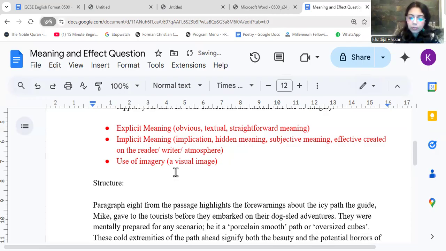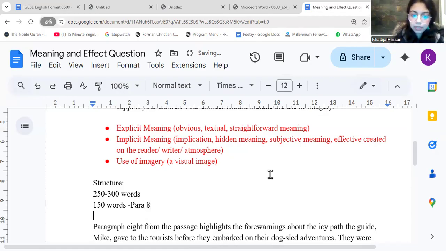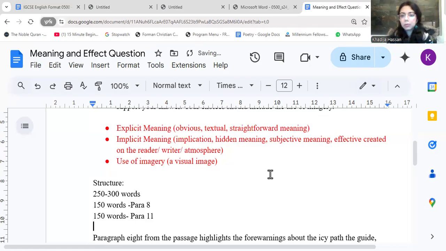A really straightforward way to distribute the word count. So like I said, according to the paper, you have 200 to 300 words, but it would be best to use 250 to 300 words, right? So you can distribute it like 150 words for paragraph 8, to explain paragraph 8. That would be your paragraph 1. And then 150 words for paragraph 11. That's a pretty neat way of distributing it. They should almost be equal in length, right? It shouldn't be that one has 80 words and the other one has 200 words. Visually, they need to look balanced out. And you just need to make 2 paragraphs.